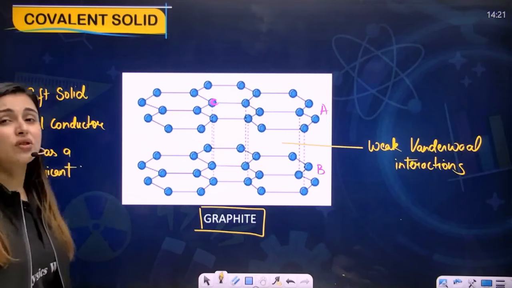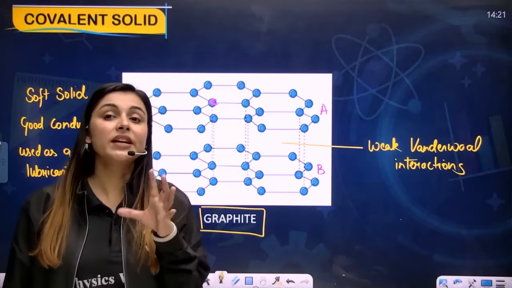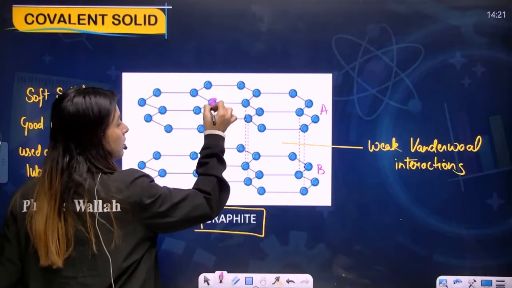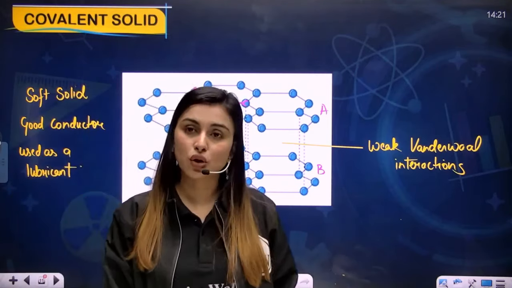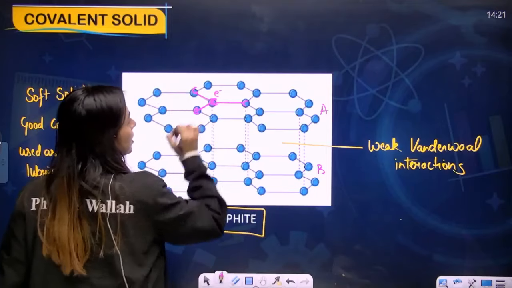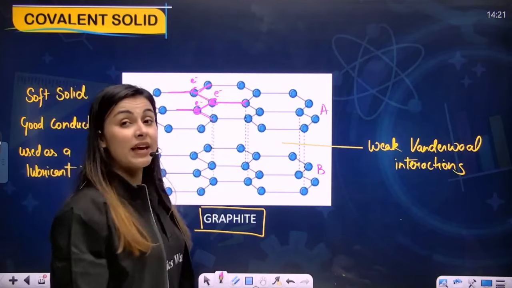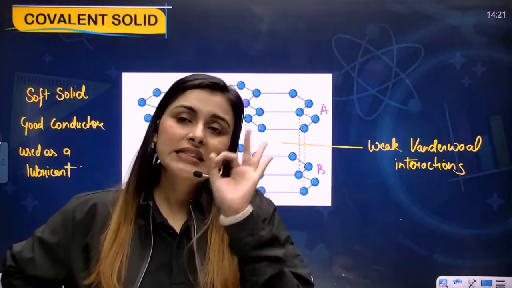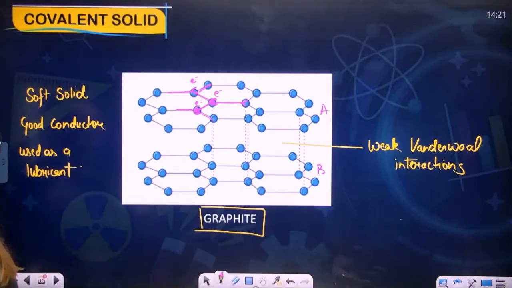Perfect. Now let's try to understand why it is a good conductor of electricity. To conduct electricity, you need free electrons, you need charge carriers. So now, my dear students, you have carbon here. It is bonded to three other carbons, and you know that carbon has four valence electrons. So it has one electron free. Every carbon has one electron free. So can I say that though it is covalently bonded, there are free electrons present, and since there are free electrons present, they will conduct electricity. Yes, that is the reason graphite acts as a good conductor.